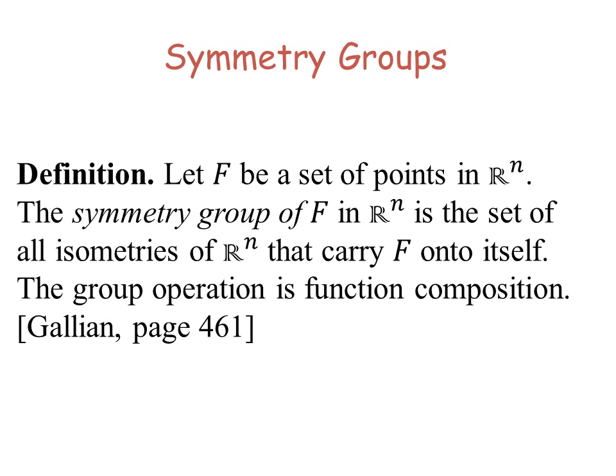Now for the definition of a symmetry group. Let F be a set of points in Rn. The symmetry group of F in Rn is the set of all isometries of Rn that carry F onto itself. The group operation is function composition. For our examples, n will usually be 1, 2, or 3, so that we can visualize the action of the symmetry group on object F.